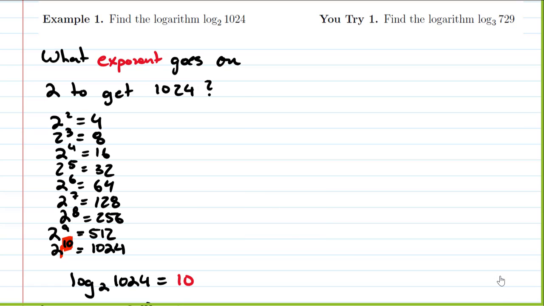All right, so let's go ahead and resolve this. So what exponent would I put on 3 to get 729? Let's see, 3 squared is 9. 3 cubed is 27. 3 to the 4th is 81. 3 to the 5th is 343.